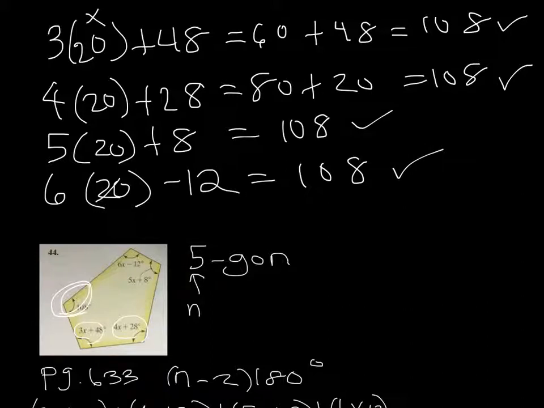So this happens to be a regular n-gon. It doesn't have to be a regular n-gon all the time, but in this case, all the angles are of equal measure, or the same measure. So that is number 32, or not 32, 44.